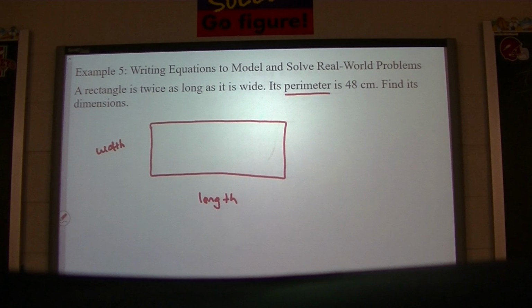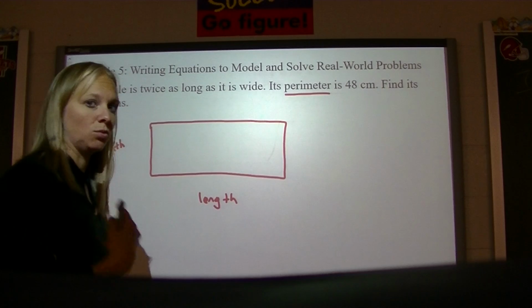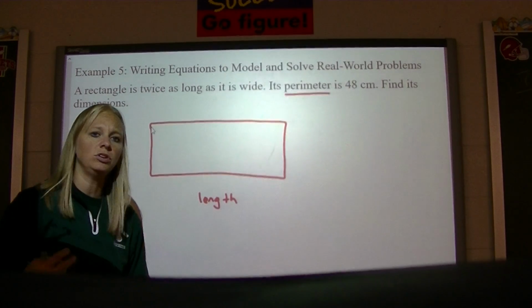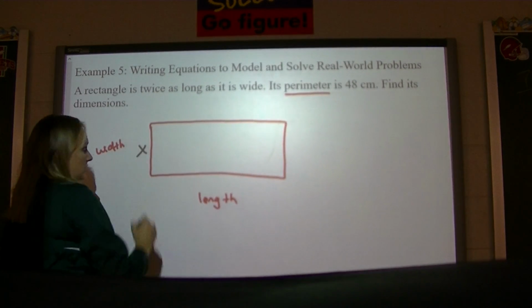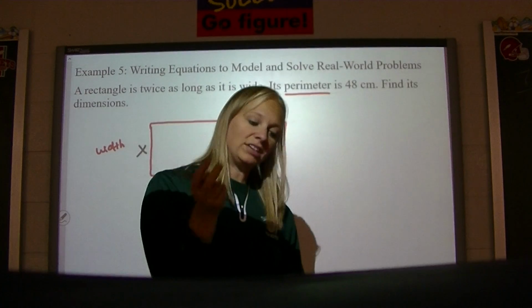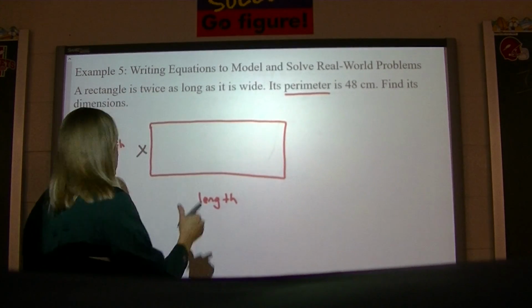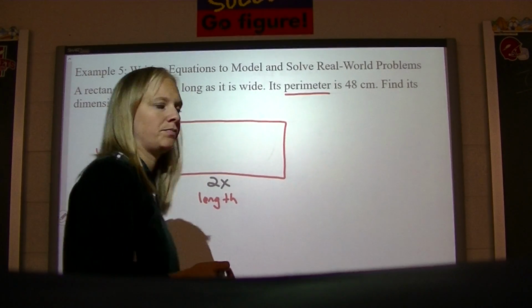So we don't know width, we don't know length, but we know that the length is twice as long as the width. So for these problems we can say, all right, I don't know my width. So what do we use when we don't know something? Variables. My width is x, and I know my length is twice as long as my width. So what's 2 times? Twice? 2 times an unknown is just 2 times x, 2x.